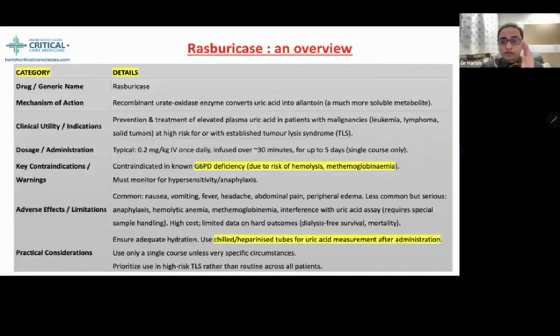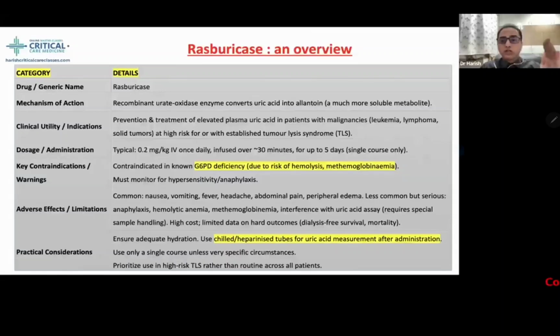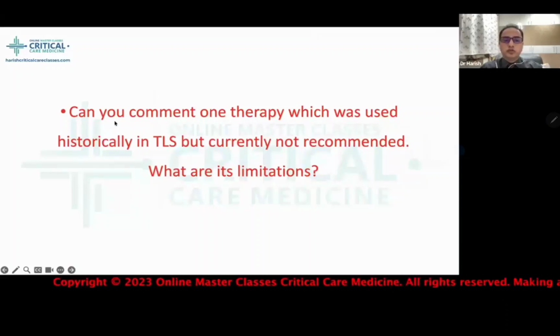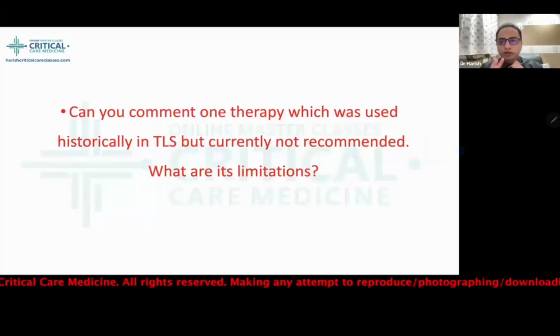Okay, but this is the definitive therapy which helps in washing out the uric acid, converting it into allantoin, which is more soluble and gets excreted in the urine. So next question: can you comment on one therapy which we used historically in tumor lysis syndrome but currently is not recommended, and why it has not been used now? What are its limitations? Okay, this is a very important question again.